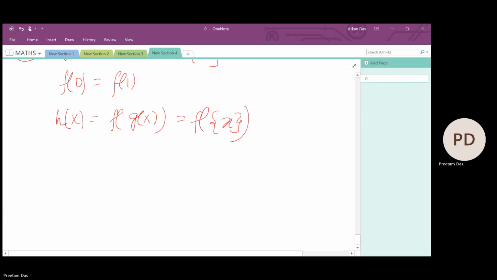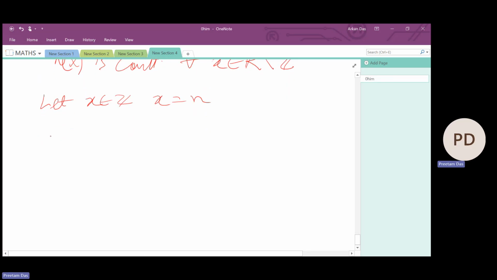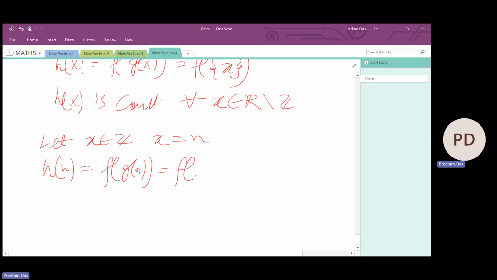Okay. So where do the discontinuities arise in case of fractional part of x? Fractional part is perfectly fine as long as the numbers are not integers. So we can very clearly say h(x) is continuous for all x that are not integers. So let us see what happens in the case of integers. Let x be an integer, some n. So what will be h of n? h of n will be f of g of n. What is the fractional part of this? That will be 0. So it will become f of 0.